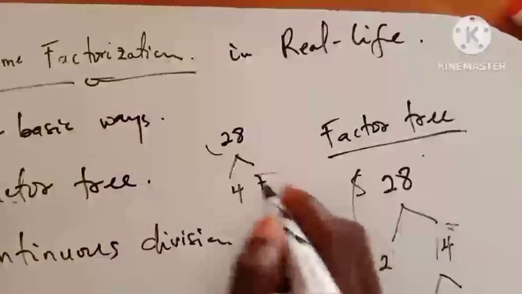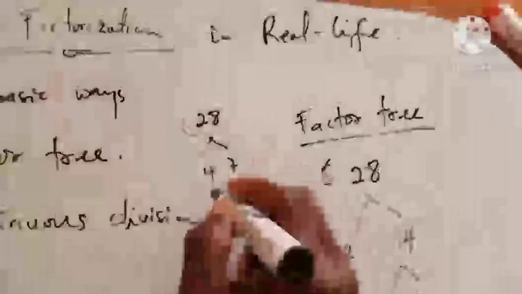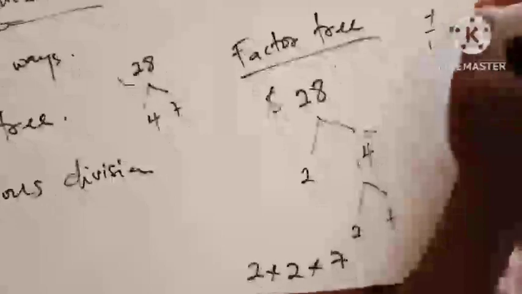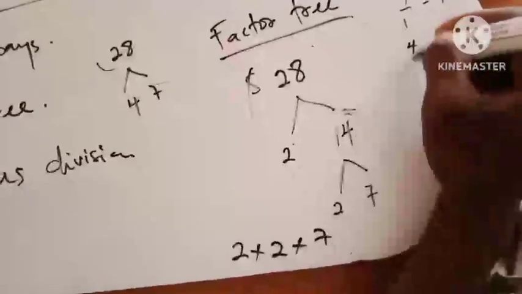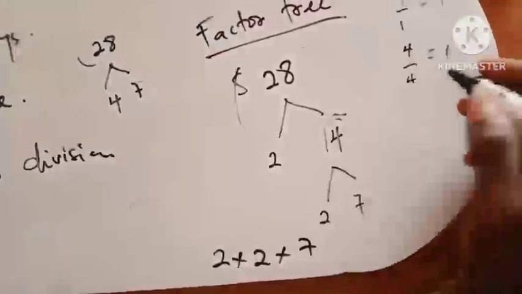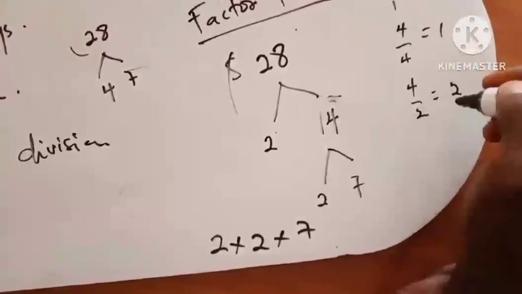So among these two, which one is a prime number? 7 is a prime number. Maybe from the earlier example you've seen that 7 is a prime number. What about 4? 4 is not a prime number. Why? Because if I divide 4 by 1, I get 4. If I divide 4 by 4, I get 1, which of course are whole numbers. And what will happen if I divide 4 by 2? This is going to be 2.